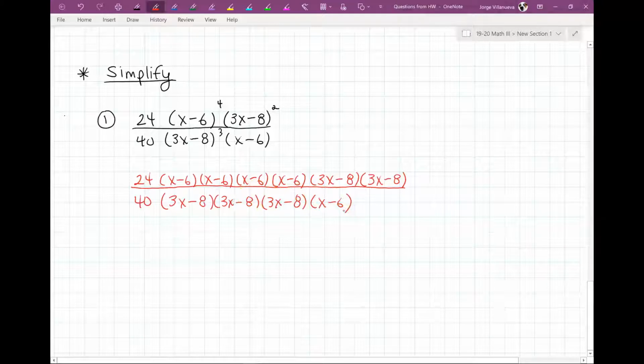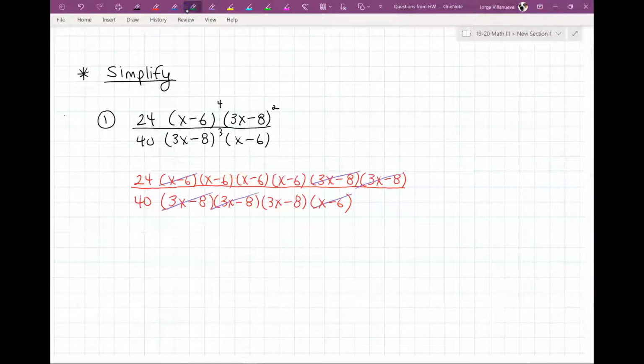So they want me to cancel stuff out to reduce. Notice, I can get one of these x minus 6's and cancel it out here. And then I can get 2 of these 3x minus 8's and cancel those out there. So that takes care of all my factors. There's nothing else I can cancel out. I can't cancel straight across; I have to cancel top to bottom.